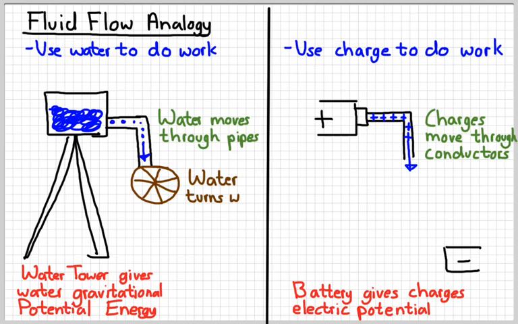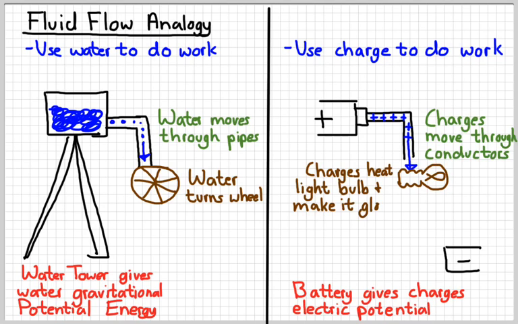We can put something like a water wheel in the path of the water and use it to do work. The same way we can put a light bulb in the path of those charges and create heat and make the light bulb glow. We'll learn about a few other things we could put in the path in order to make electrical charges give us something more useful. For example, later on we'll learn how a motor works.